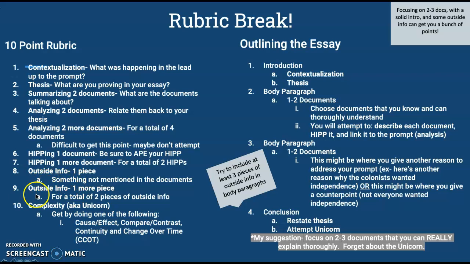So 1 point for 1 piece of outside information, another point for another piece of outside information, and then your last point is the unicorn point. It's really difficult to get under the best of circumstances. Some of the ways that you can get it is by talking about cause and effect. Overall, you need to do both compare and contrast. You need to do both continuity and change over time, and it's for overall complexity in your essay, which is really, really difficult to do. Like I said, under normal circumstances, this is going to be even more difficult. Again, unless you're a really strong writer, I wouldn't waste my time attempting it.